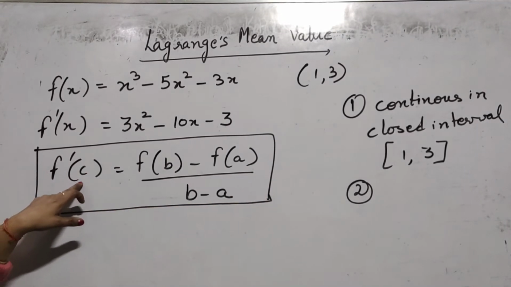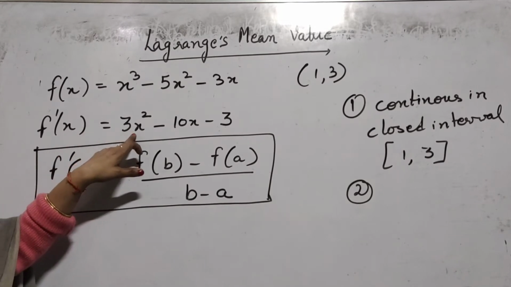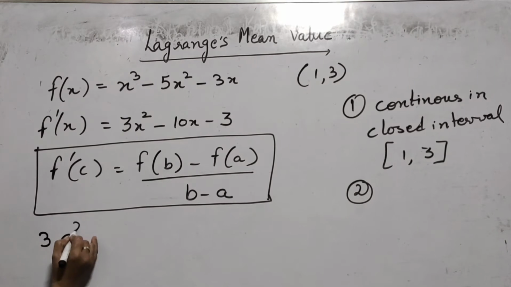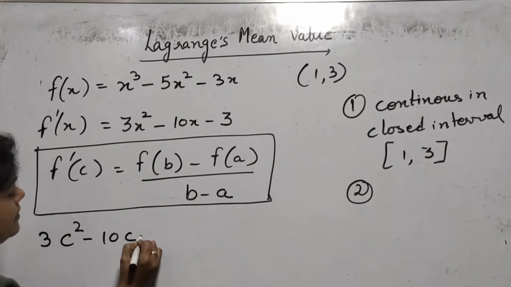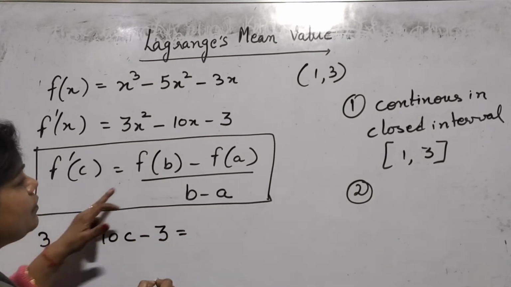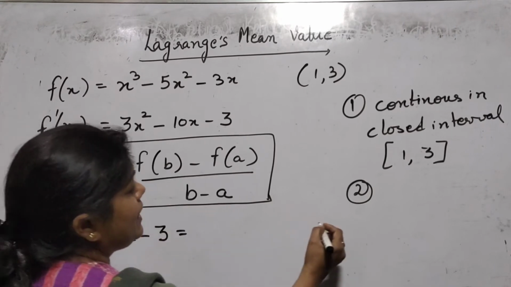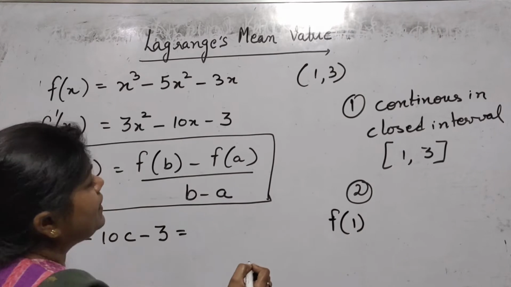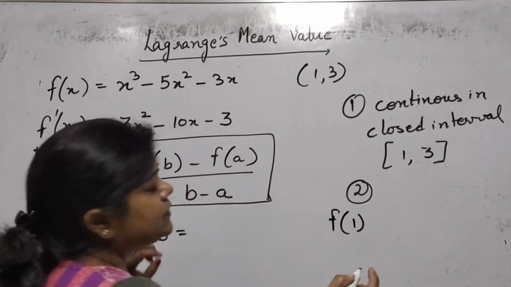Now, for f dash c, we put c in place of x in f dash x. So, we get 3c square minus 10c minus 3, which is equal to f of b. That is f of b we calculated, that is f of 1. Just pause the video.